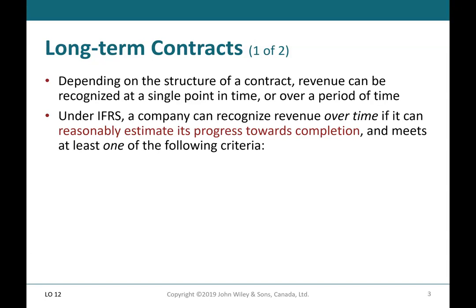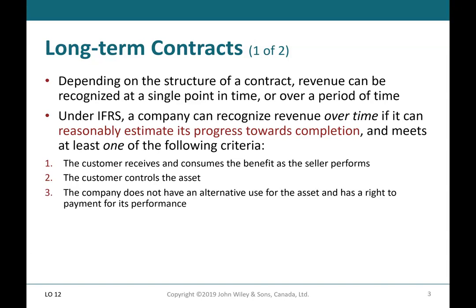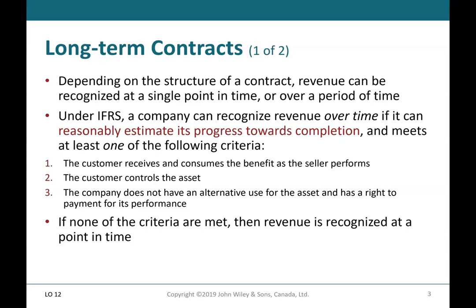Under IFRS, a company can recognize revenue over time if it can reasonably estimate its progress towards completion and meets at least one of the following criteria. 1. The customer receives and consumes the benefit as the seller performs. 2. The customer controls the asset. 3. The company does not have an alternative use for the asset and has a right to payment for its performance. If none of the criteria are met, then revenue is recognized at a point in time.